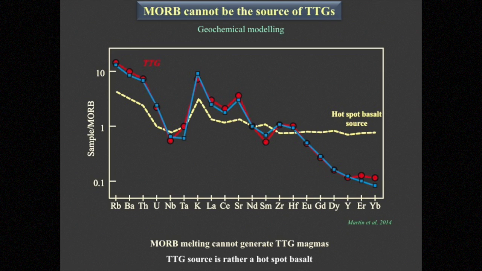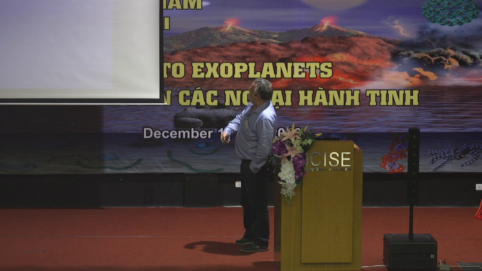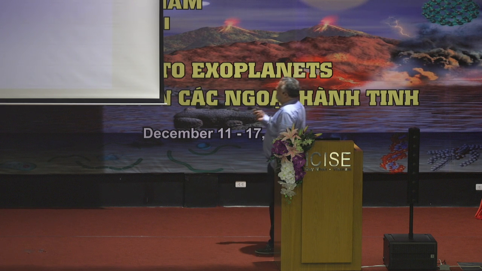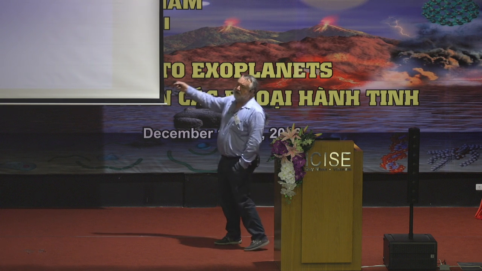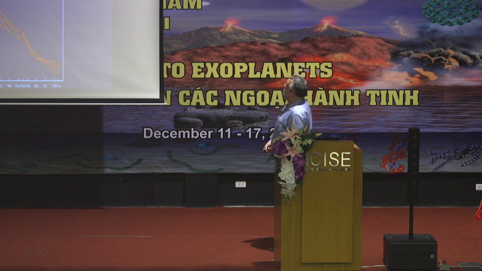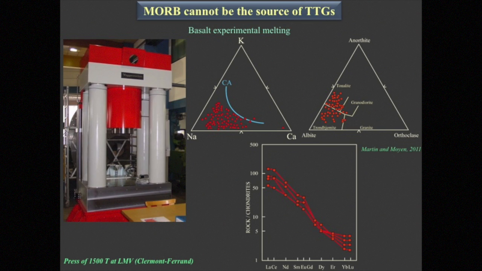Okay, we would say this is only mathematical modeling. So we can try another approach, which consists in experimentally melting basalts in order to see what the composition of the resulting magma is. Here is a device we use in Clermont-Ferrand, and if we melt basalt, we will obtain rocks with TTG composition that are sodic in composition and have strongly fractionated patterns with low heavy rare earth contents.